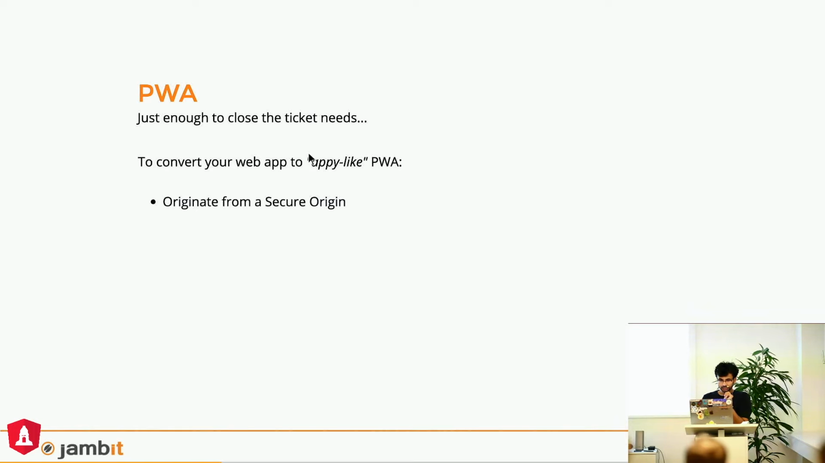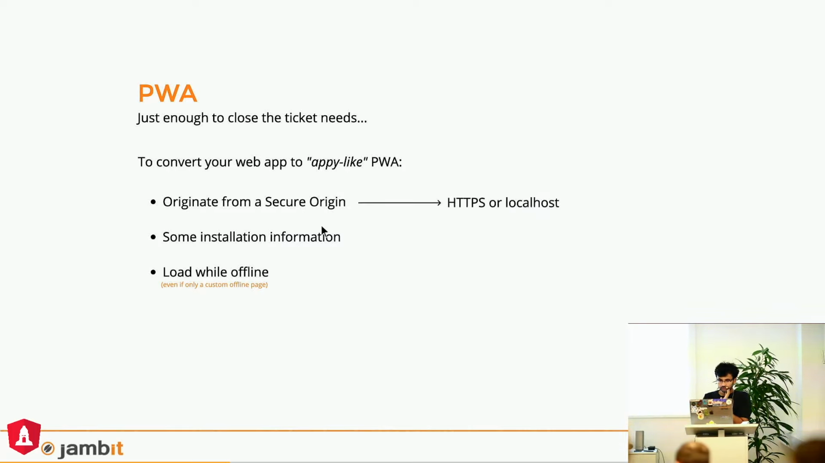The first requirement is that it should be a secure origin. Second is that there should be some kind of installation information, like we saw with adding to the home screen, and third, to provide some kind of offline capabilities, so you can see app data and something on the screen when your internet is down. Secure origin, I think you know already. It should be HTTPS, or localhost for purposes of development.